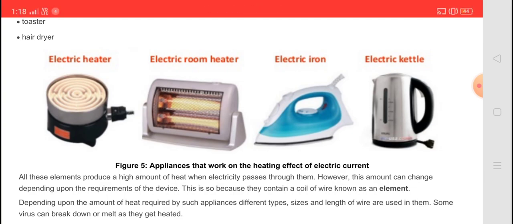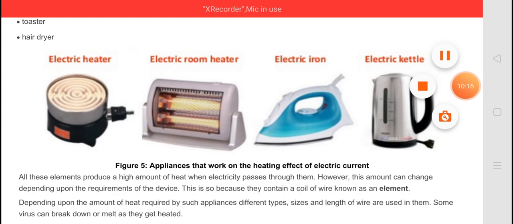So these are the applications of the heating effect of electric current. And students, the electric bulb and electric fuse we will discuss later on. So these are the things about the applications of the heating effect of electric current.